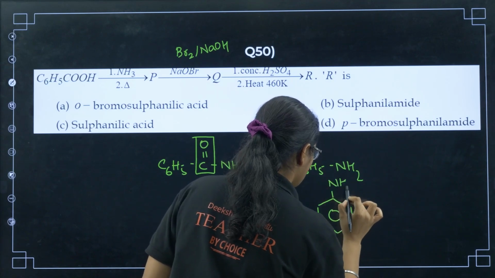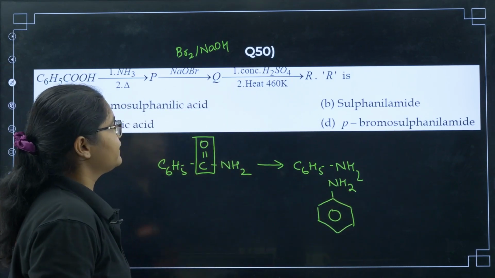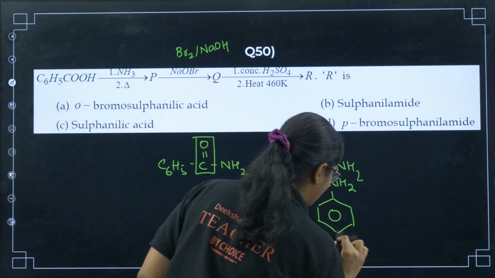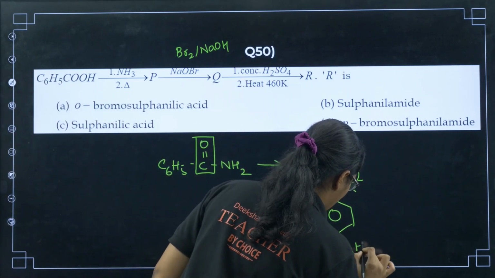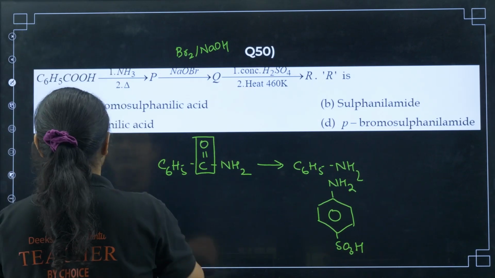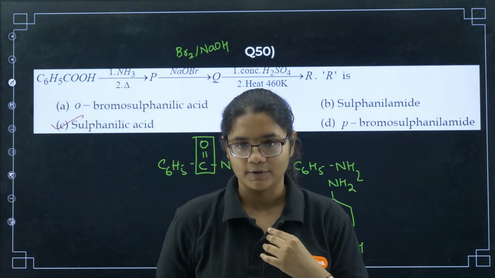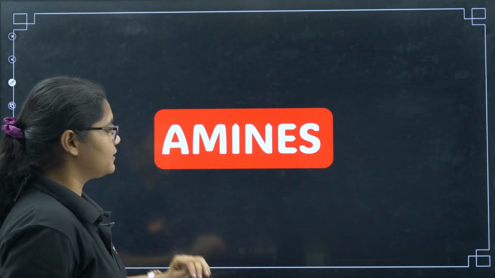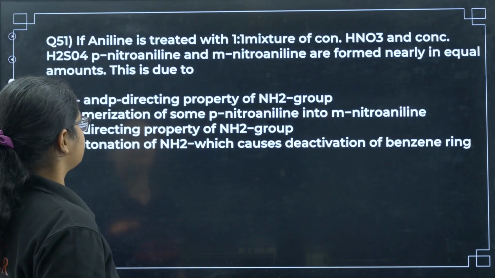Aniline here. Next, if you treat it with H2SO4 and heat, you will get SO3H added at the ortho and para position, and this compound is called sulfanilic acid. That is option number C. Okay. Next, we'll move to the amines chapter. Amines chapter, first question.